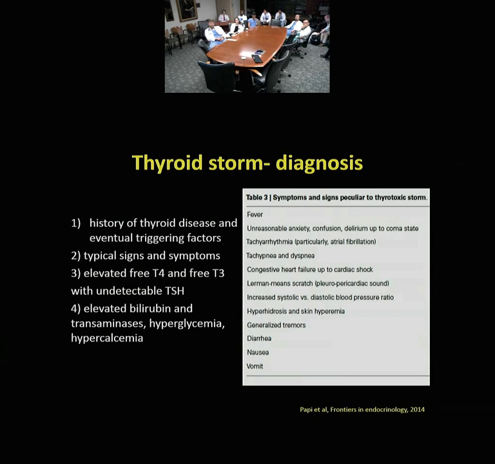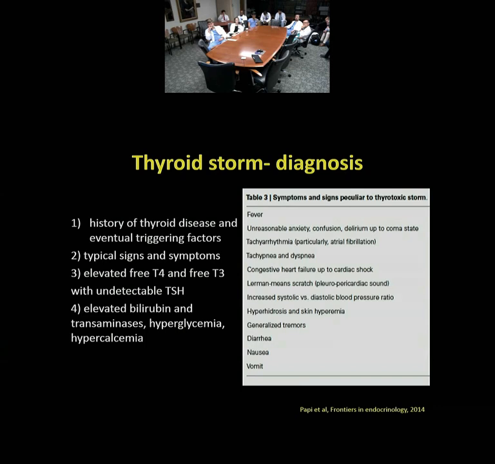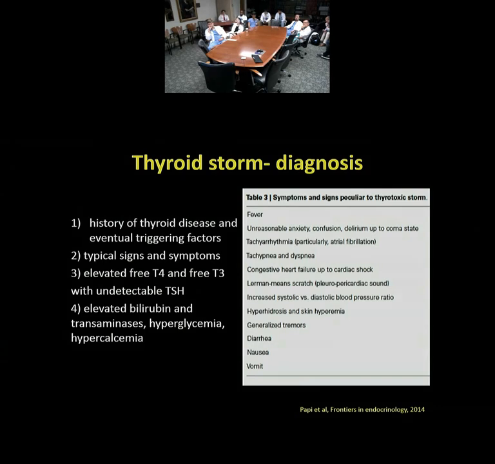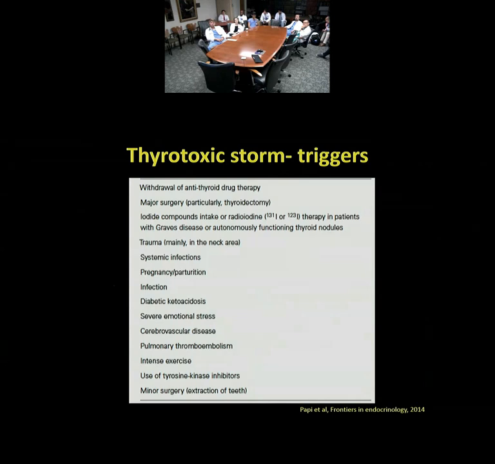They'll have extremely elevated free T4 and T3 with undetectable TSH, and they'll have increased liver enzymes, hyperglycemia, hypercalcemia. And what are the factors that can trigger a thyroid storm? Usually it's a hyperthyroid patient, most of the time uncontrolled, who either stops their medication or has surgery for which they weren't prepared very well, like thyroidectomy, or has iodine compounds. For example, iodine 131 in people with Graves' disease, or autonomous functioning nodules that were not prepared.